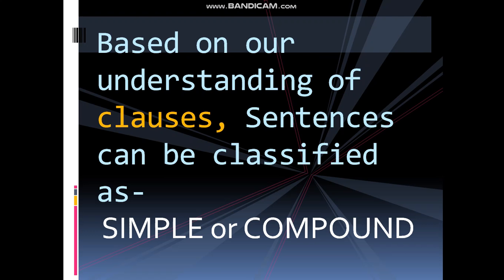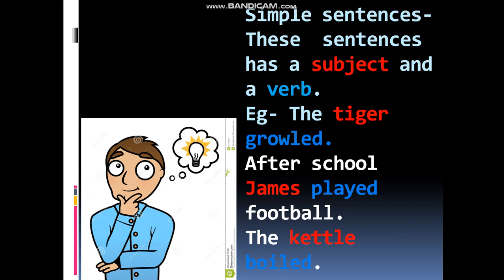So now let's see, on the basis of clauses, the sentences can also be classified into simple or compound sentences. So what is a simple sentence? A simple sentence has a subject and a verb. Here you can see the subject is in red and the verb is in blue. So here we have an example. The tiger growled. So what is tiger? Subject. What is verb? Growl.